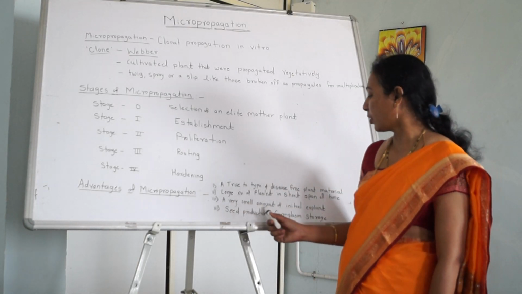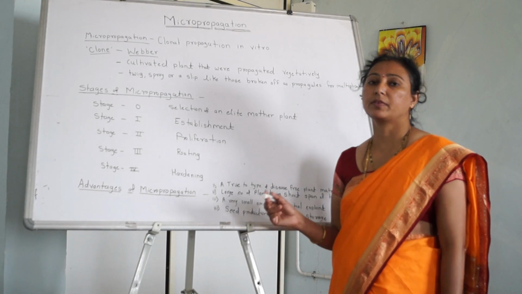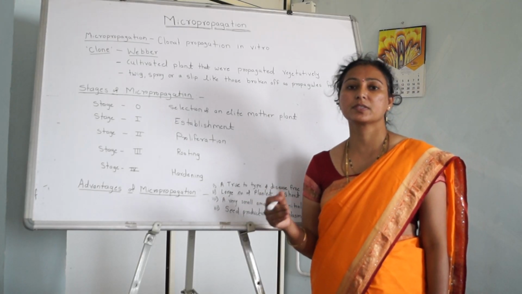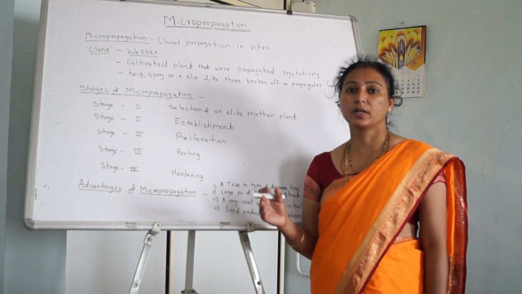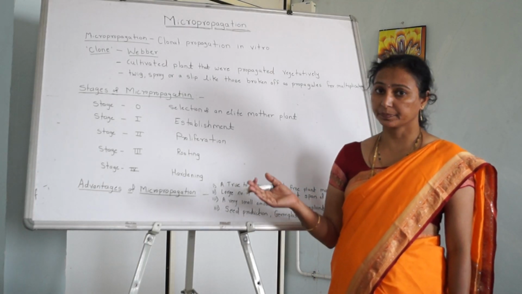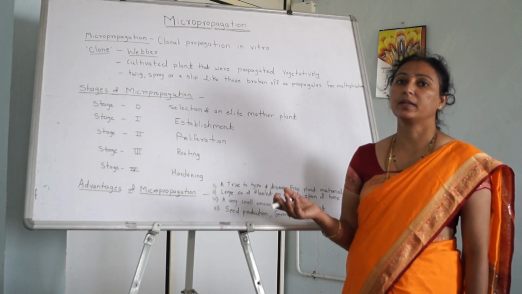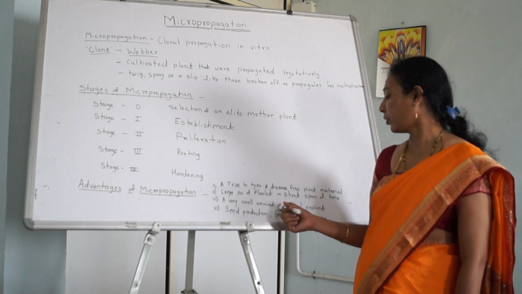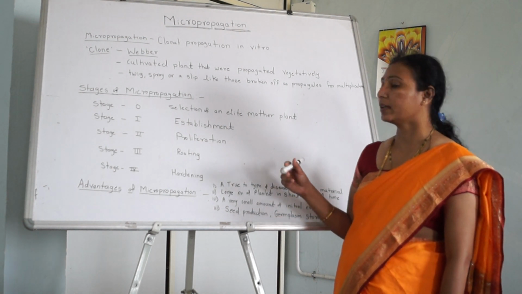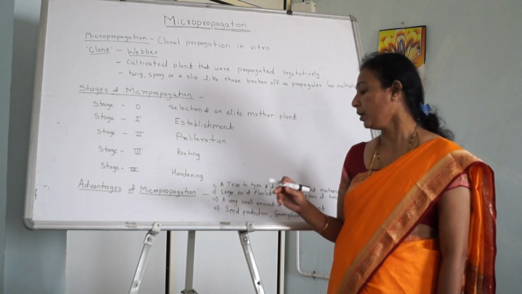Then a very small amount of initial explant is required. In the case of plants which we produce vegetatively, like sugarcane and bamboo, we need a large amount of planting material. Here a very small amount of initial explant is used and a large number of plantlets will be produced.